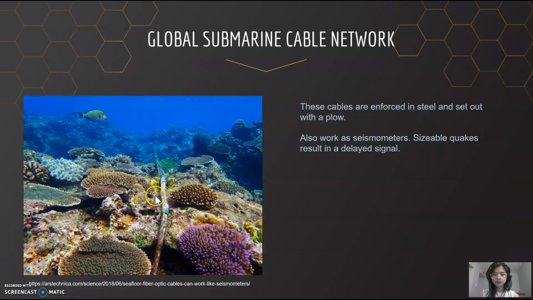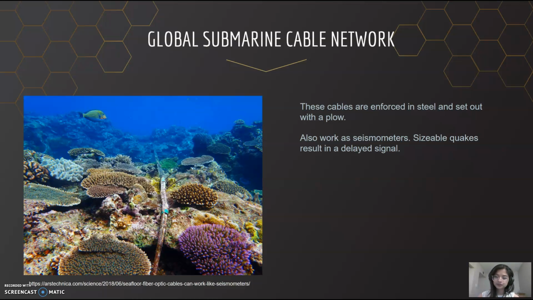Here's a picture of a cable going through a coral reef. They are laid by plows. I would assume that these plows disrupt the coral reefs a little bit, but I didn't really see a lot of information on that. But the process of inlaying these cables is very interesting. There's a pretty cool video on it.